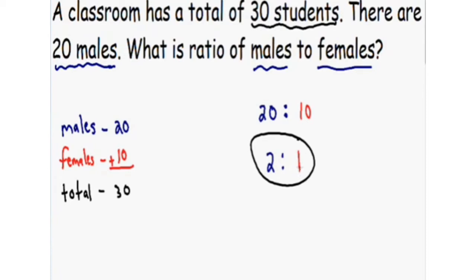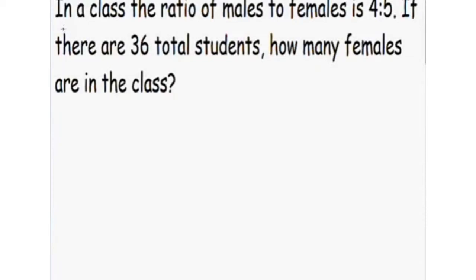So we are going to look at one other example. This time around, we are trying to find the number of females in a class when given the ratio. Now, in a class of 36 students, we are told that the ratio of male to female is 4 to 5. Male to female, 4 to 5.